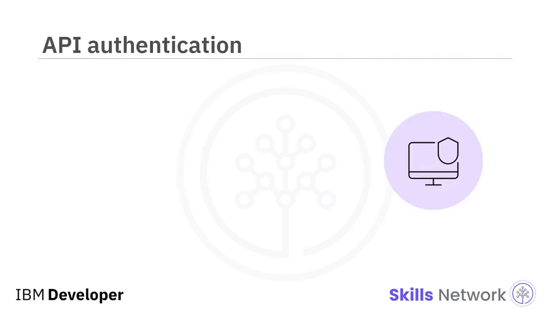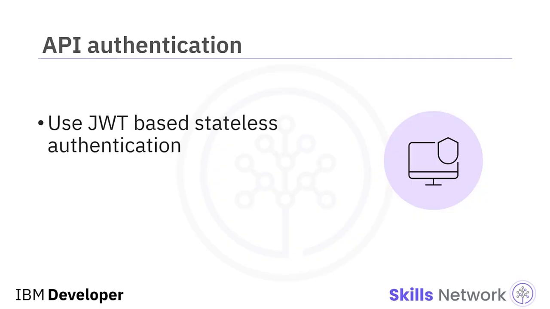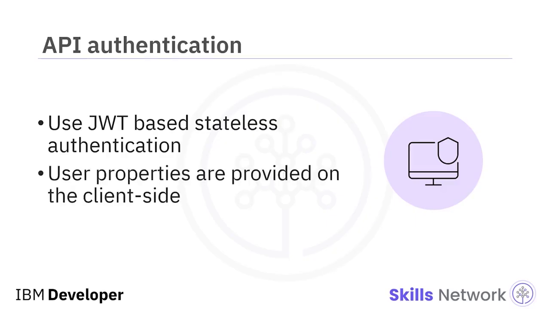And when your API needs to authenticate, it is best practice to use JSON Web Token or JWT-based stateless authentication. Since the REST API must be stateless, your authentication will need to be as well. Stateless authentication verifies users by supplying most of the session information, such as user properties, on the client side.